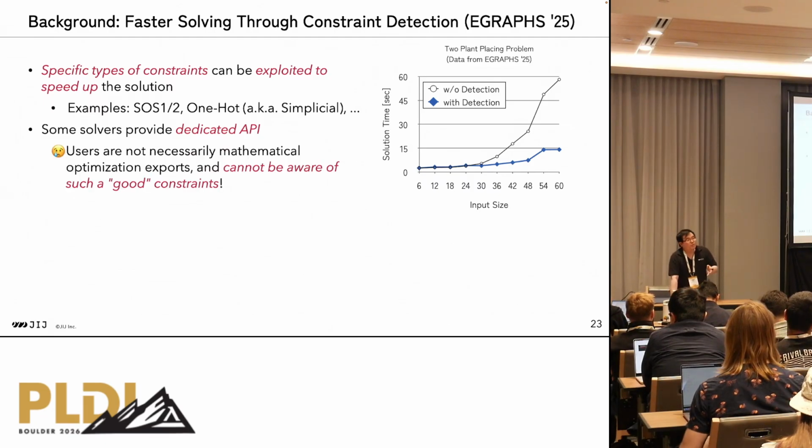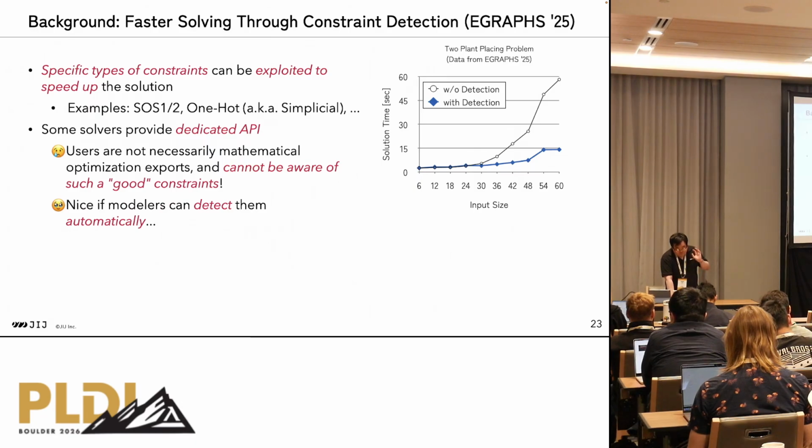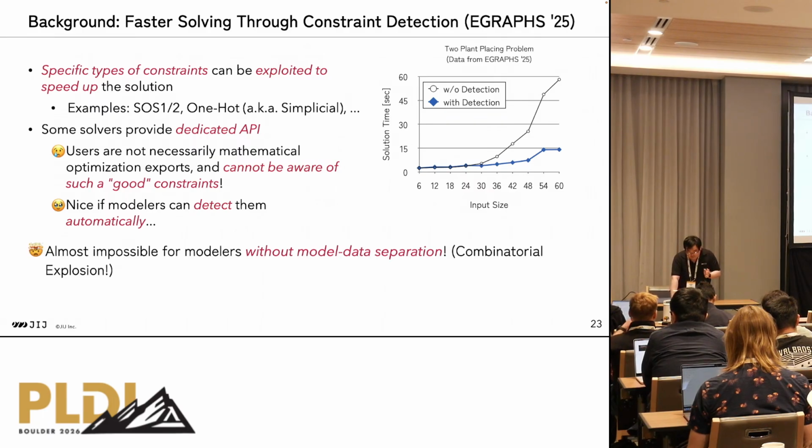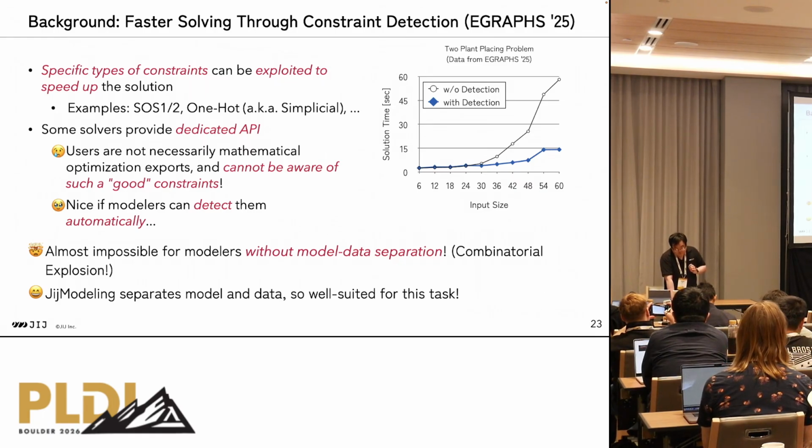However, users are not necessarily mathematical optimization experts and may not know that their formulation contains such useful constraints. So it is valuable if the modeler can detect them automatically, and this is what JijModeling is able to do thanks to the model-data separation.